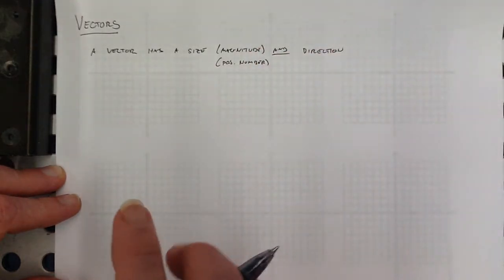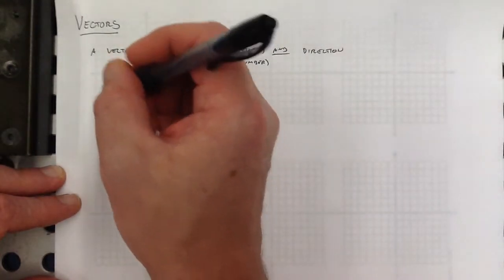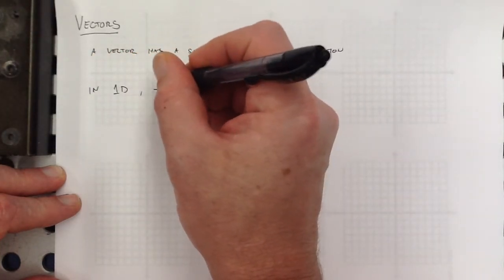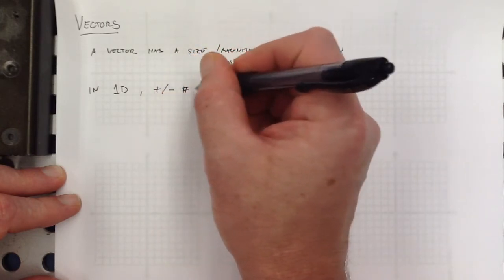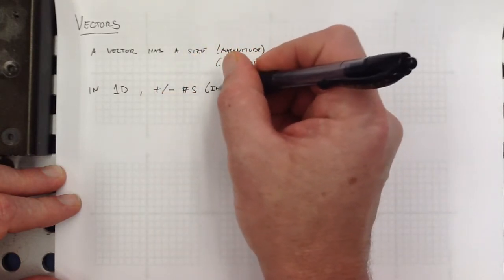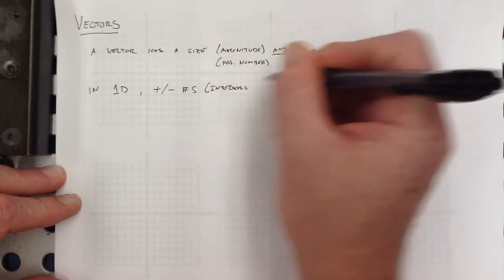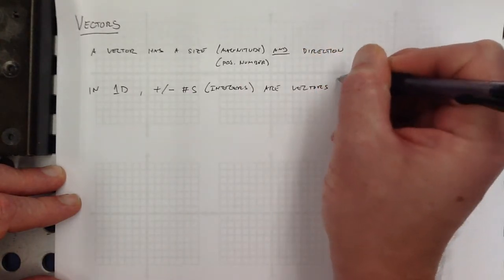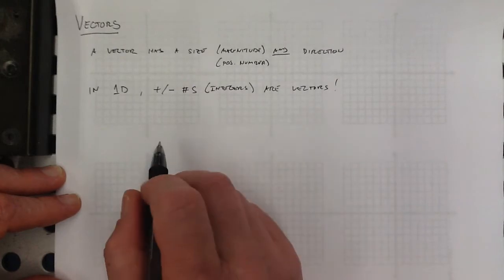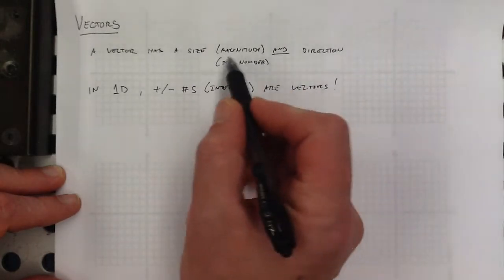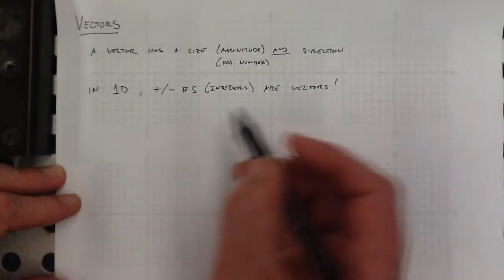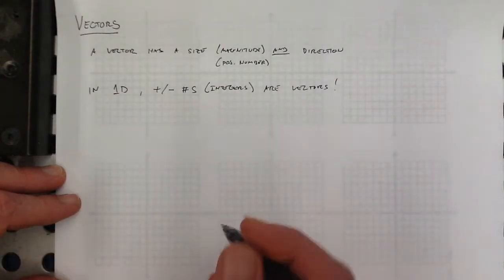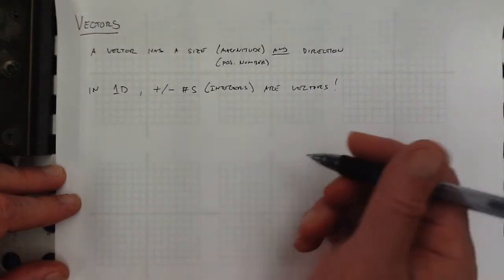and a direction. So you could make a case that in one dimension, and you'd be correct, positive and negative numbers, in other words, integers, are vectors. Because the size, the number part of it, that's the magnitude, and the positive or negative of it is the direction. And if you're in one dimension, there's only two possible directions, so a positive or negative sign is enough to get it done.